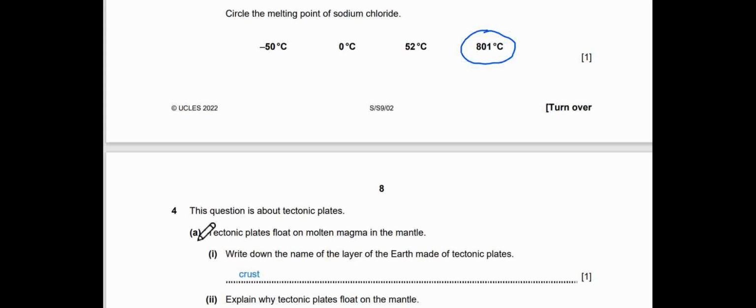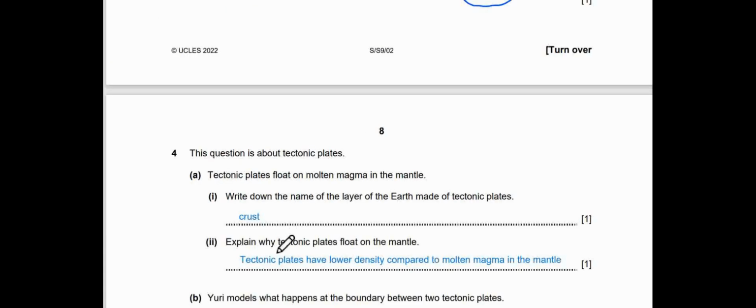Next, we go to 4A part 2. Explain why tectonic plates float on the mantle. The reason an object can float is because its density is lower than the mantle. So we type down that answer. Tectonic plates have lower density compared to molten magma in the mantle.